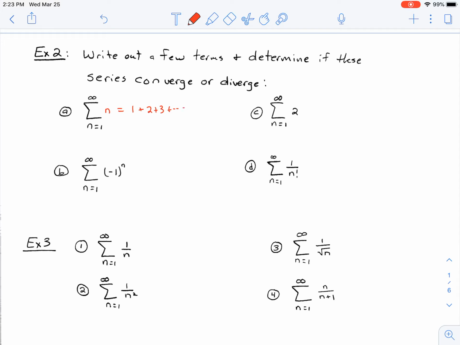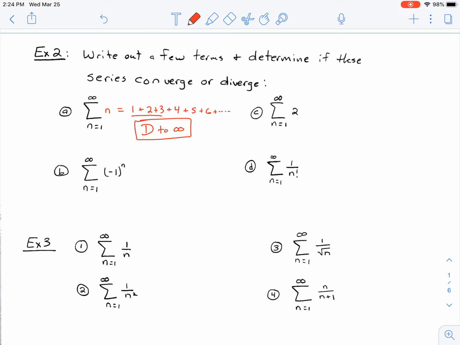Obviously, if you add this up, every time you put another term on, the sum gets bigger. So far, this partial sum is 6, 10, 15, 21, and so on. So this keeps on adding up, adding more and more every time you add another term. So this diverges to infinity.